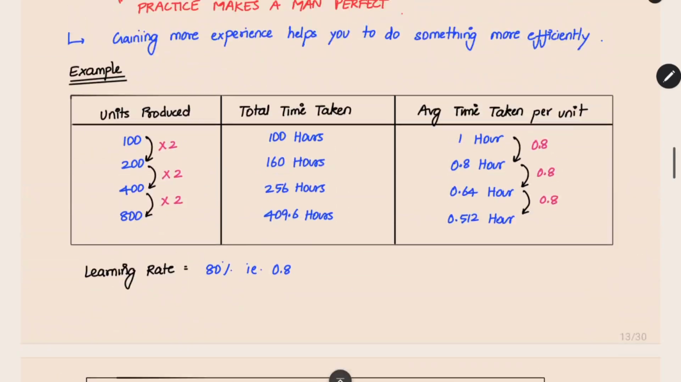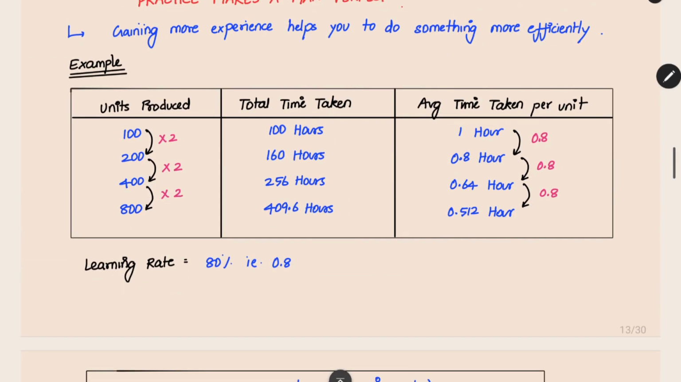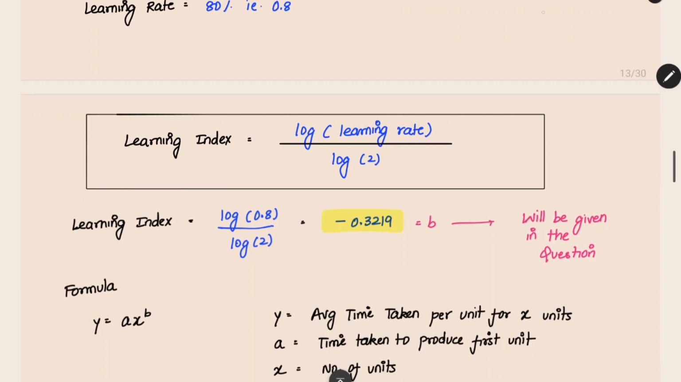Now, recapping what we have identified: gaining experience will help you work more efficiently. When you double the units, the time taken will be multiplied by a factor. That factor is called the learning rate. From this learning rate, you can find out the learning index. This will always be given in the question.